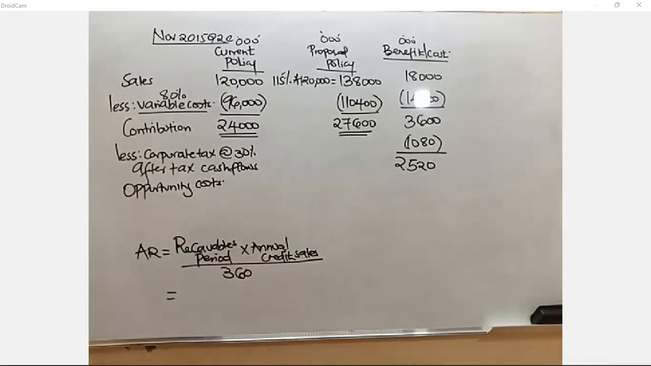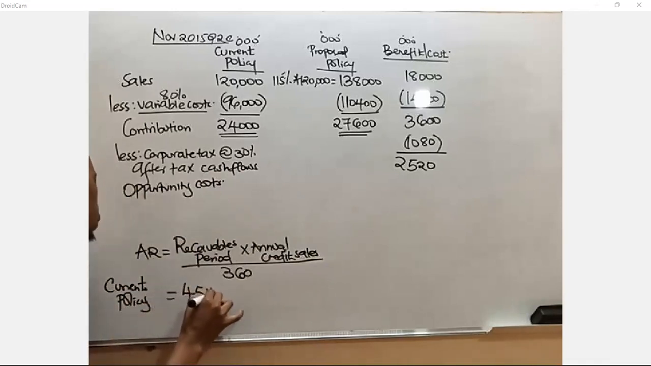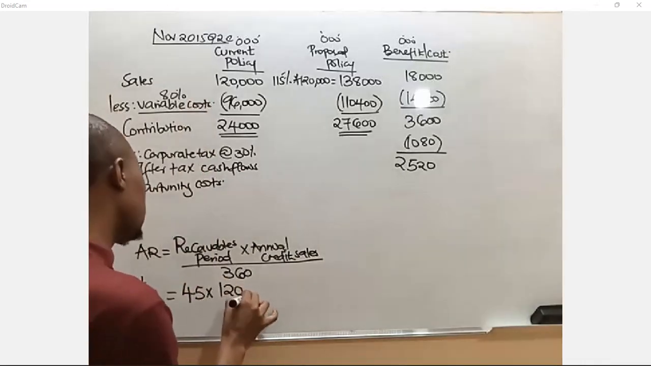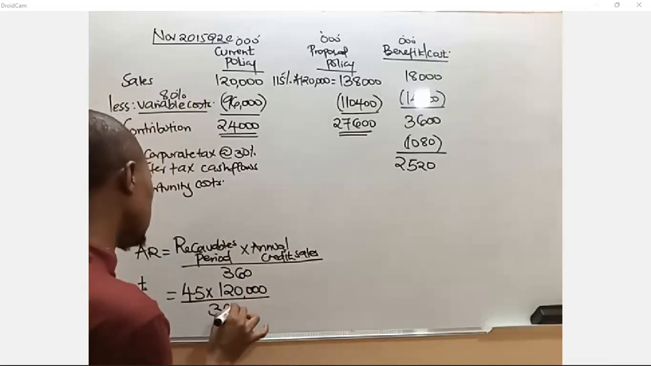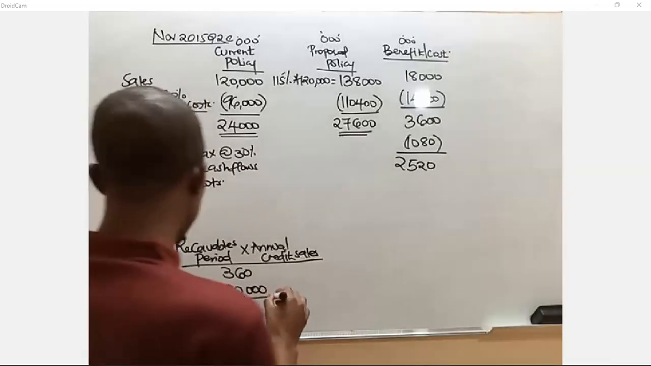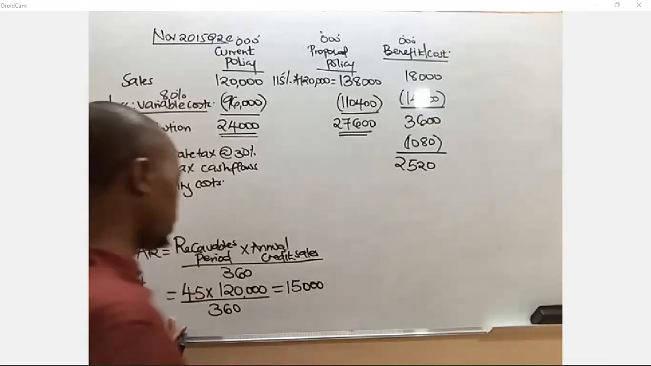Right? So the current policy, let me start with the current policy here. In our current policy, the receivable period of ours is 45 days. We multiply by the annual credit sales. We are being told the company's average annual sales amount to 120 million. We are not being told whether we have the cash, so let us assume the full 120,000 is on credit. Then we divide it by 360. So 45 times 120,000, we divide by 360. The current policy, the average receivables of ours is 15,000, correct?